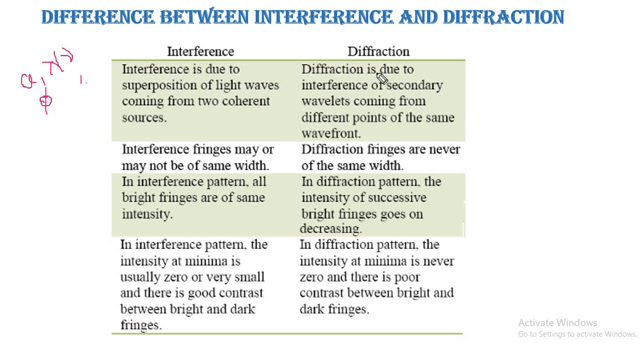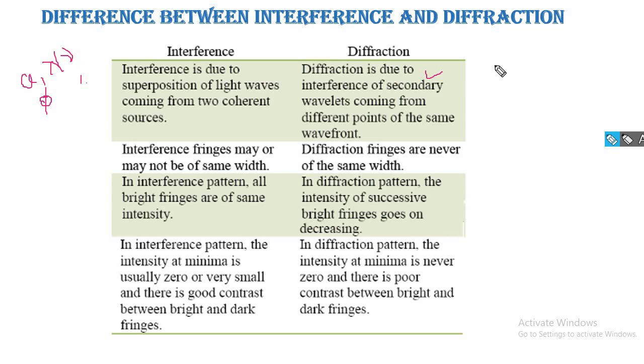Whereas for diffraction, it is the interference of secondary wavelets coming from different points of the same wavefront. Here also there is superposition, there is interaction between wavelets of secondary light sources. So how do we get secondary light sources?